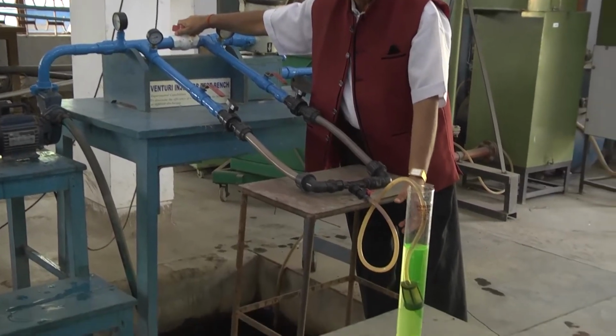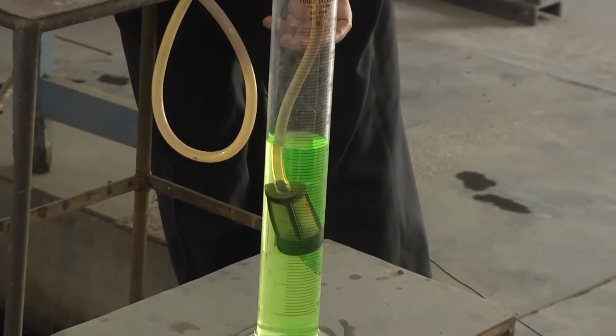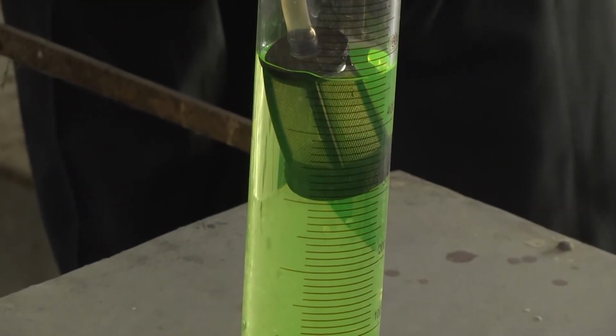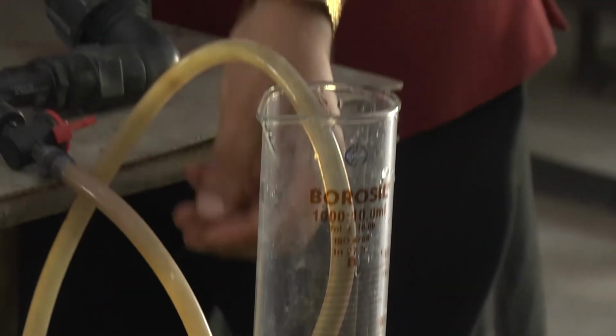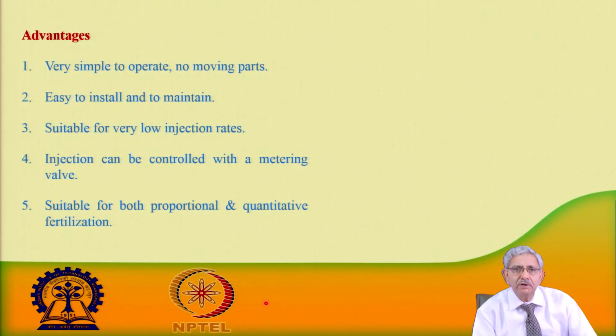Because this is a graduated cylinder, one can know how much volume of fertilizer has been injected into the system in a given time. So, for a given pressure, this is the pressure reading, and then the rate of injection can be calculated. This is a simple device, there is no moving part, easy to install and maintain, suitable for very low injection rate. Injection can be controlled with a metering valve, and this is suitable for both proportional and quantitative fertilization.